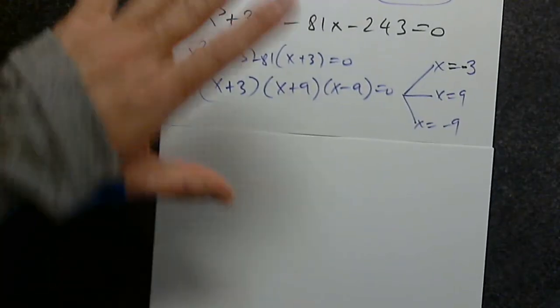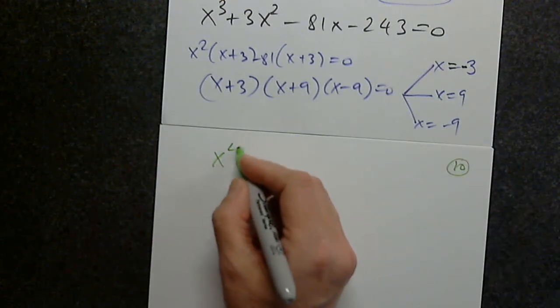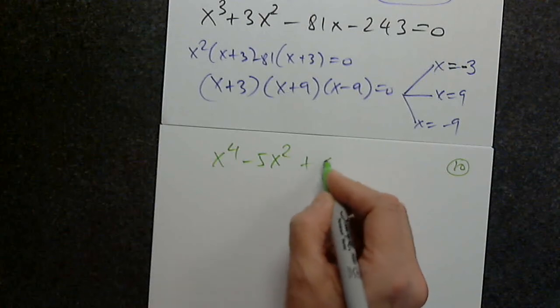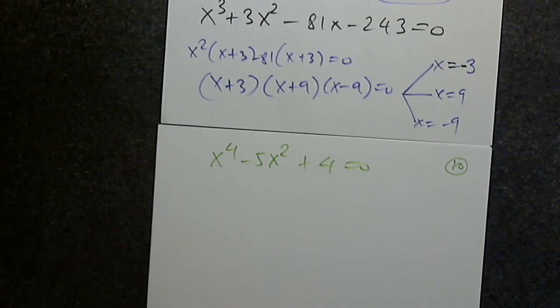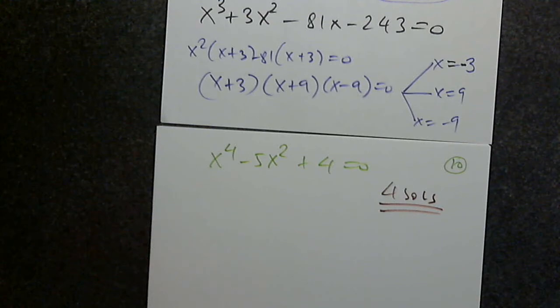The last one of these equations is x to the 4th minus 5x squared plus 4 equals 0. Of course, I set it equal to 0. The first thought is, what is the degree of the polynomial? So I know exactly how many solutions I'm looking for. I am looking for 4 solutions. Real, imaginary, all the same, I don't care. But I need 4 solutions.